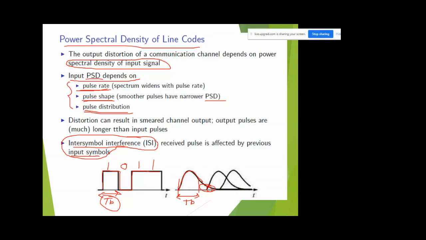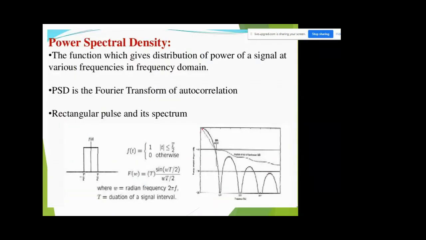So the output distortion of the communication channel depends on the power spectral density of the input signal, meaning the pulse rate, pulse shape and pulse distribution. That is the overall example. The distortion can change the shape of the particular signal. Now let's understand with the help of a bit pattern.